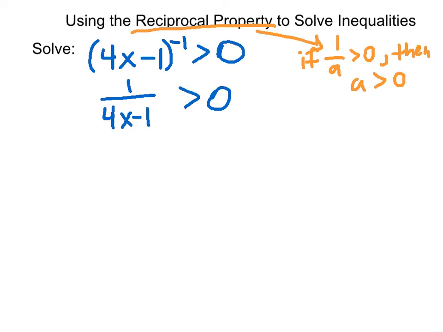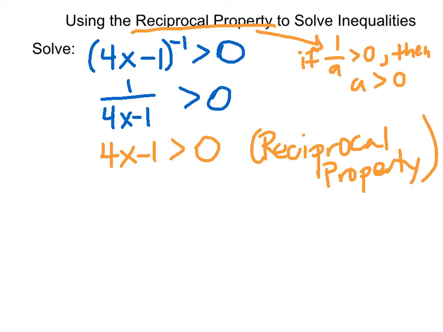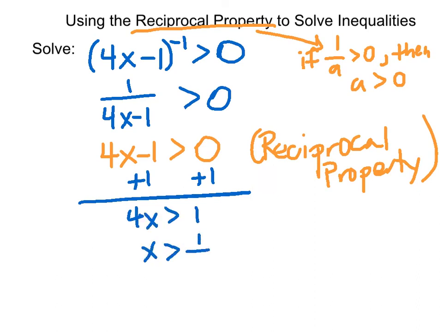What that tells me is that since 1 over 4x minus 1 is bigger than 0, I also know that 4x minus 1 is bigger than 0. So it becomes this, and that is because of the reciprocal property. From that point, I would solve this like I would the very first example that we did today. I would add 1 to each side, and that gives me 4x is greater than 1. Divide by 4, so x is greater than 1/4.